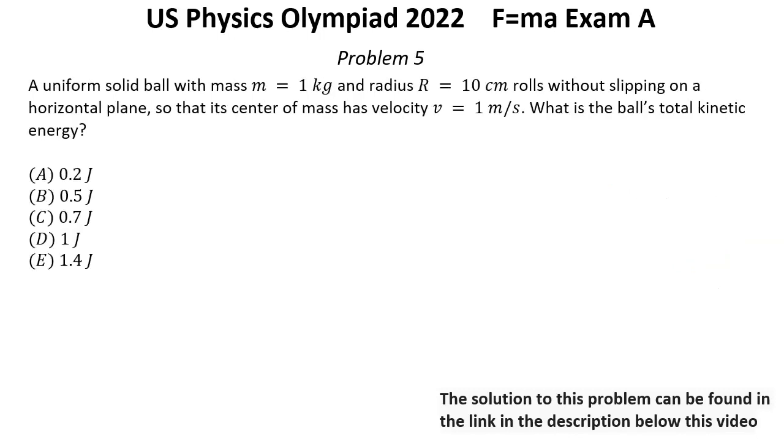Problem number 5. A uniform solid ball with mass m = 1 kg and radius equal to 10 centimeters rolls without slipping on a horizontal plane so that its center of mass has velocity v = 1 meter per second. What is the ball's total kinetic energy?